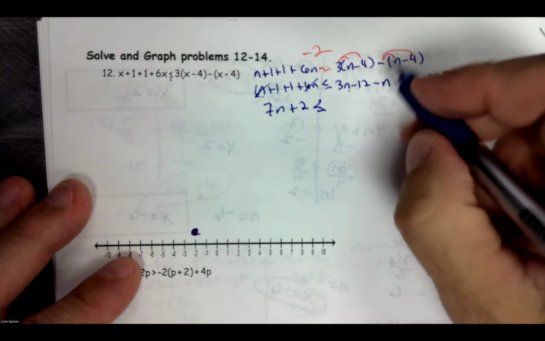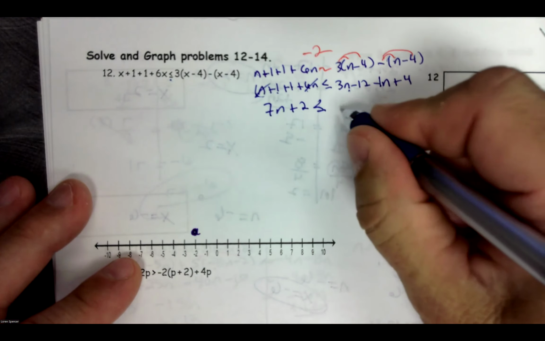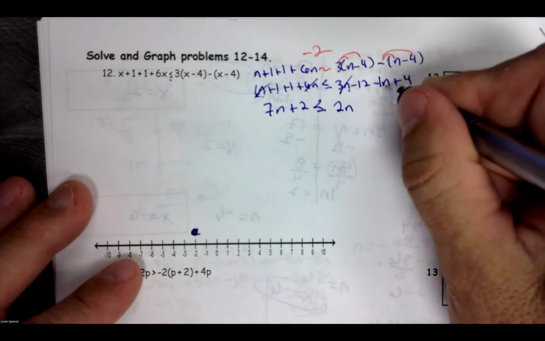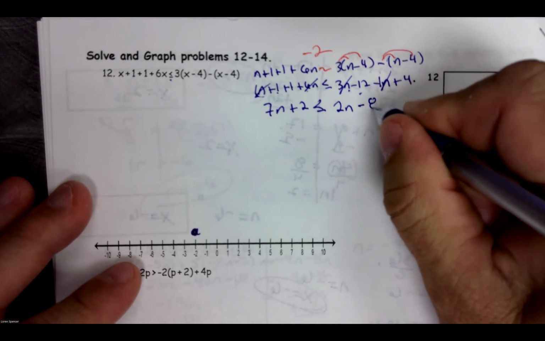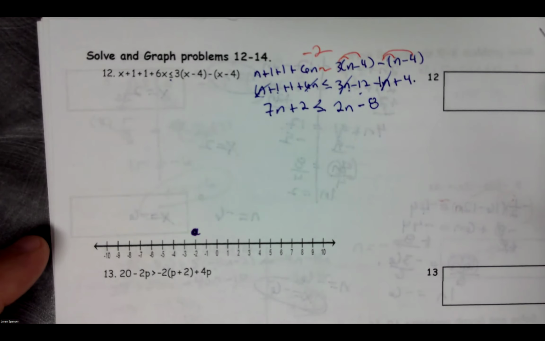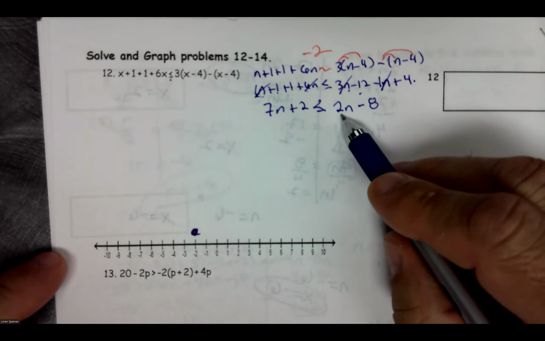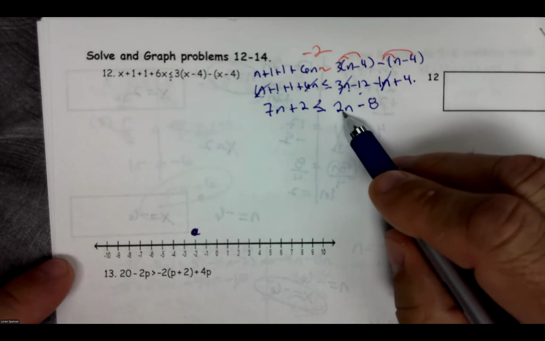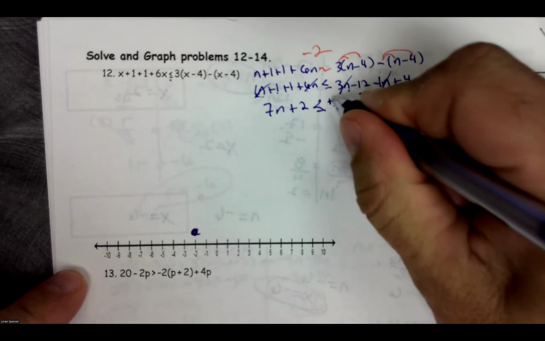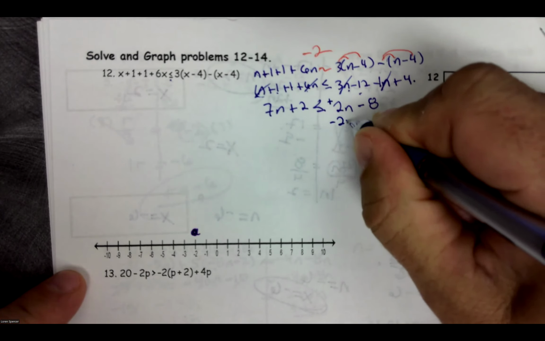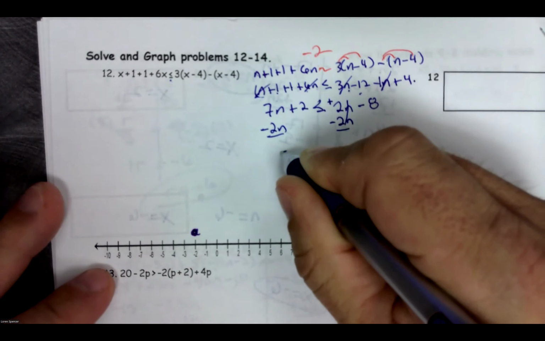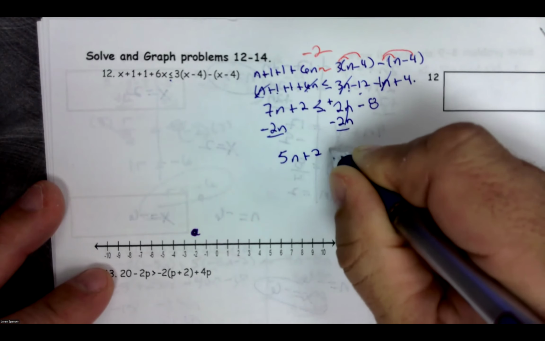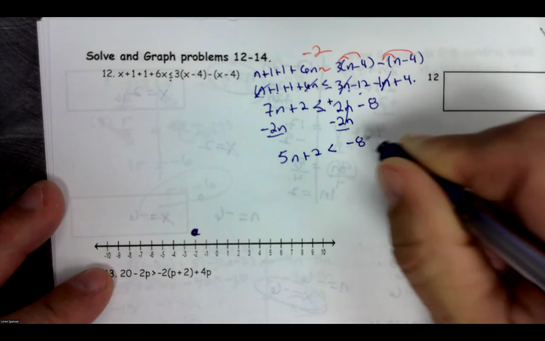I can combine the 3n, and I need a 1 here. So 3n minus 1n is 2n. Negative 12 plus 4 is negative 8. All right, now I need to move variables to the same side, and I always want them on the left, especially for inequality. So I need to move this 2n. It doesn't show it, but this is technically a positive 2n. So I need to do the opposite, which is subtract 2n. So now I have 5n plus 2 is less than or equal to negative 8.